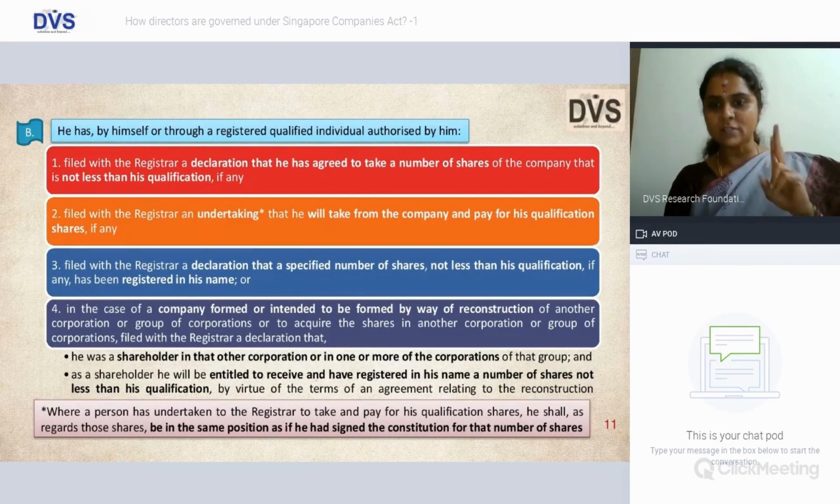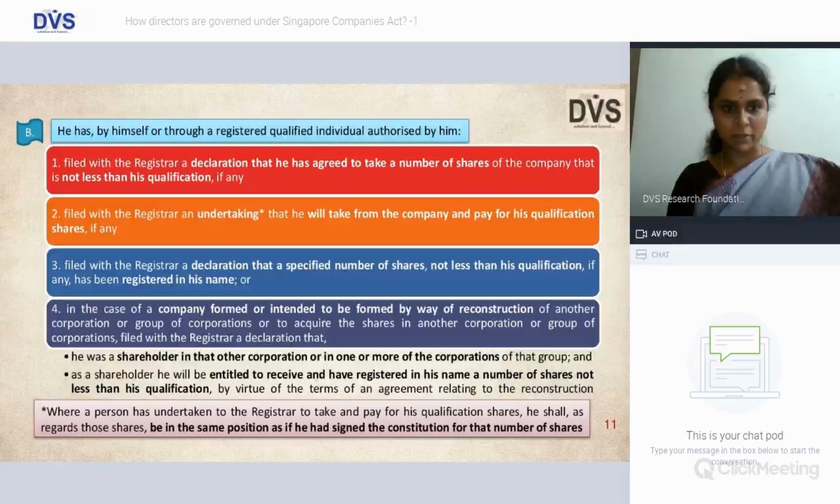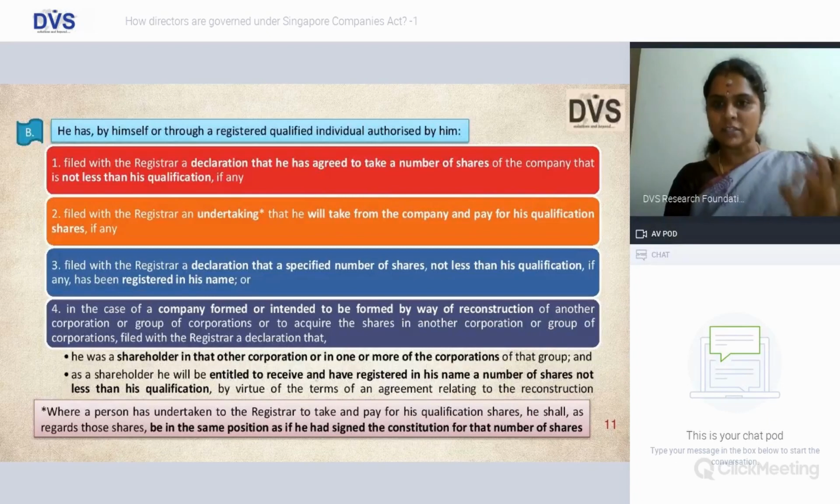And please note, friends, this undertaking is equal to the agreement which is signed by way of constitution document, agreeing to take the number of shares as done by the subscribers. So that's why it says where a person has undertaken to the registrar to take the qualification shares, it is in the same position as if he had signed the constitution document for those number of shares.